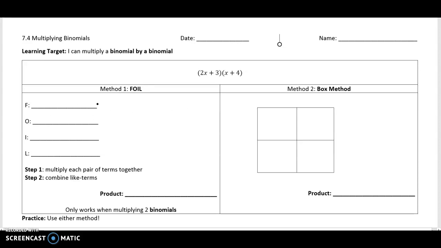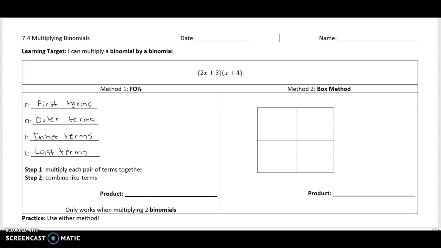It's called this because it's an acronym. The F stands for first terms, the O stands for outer terms, then we have inner terms for I, and your last terms for the L. Okay, so it's just a goofy way of remembering that you need to do first, outer, inner, last.